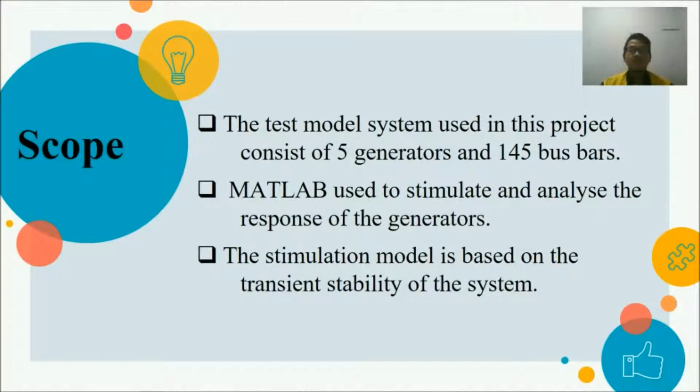For the scope, the test model we use in this project consists of 50 generators and 145 bus bars, and we use MATLAB to simulate and analyze the response of the generators. The last one, the simulation model, is based on the transient stability of the system.